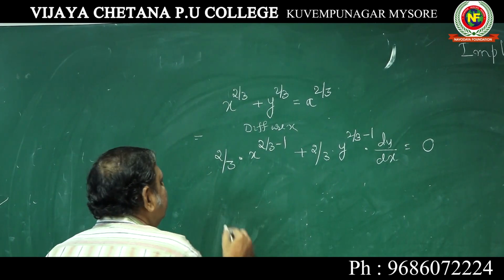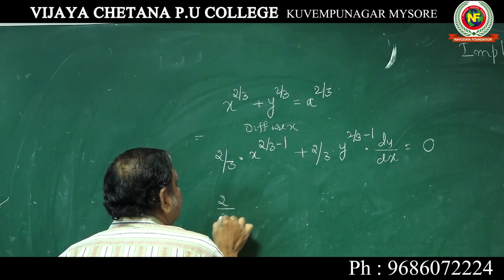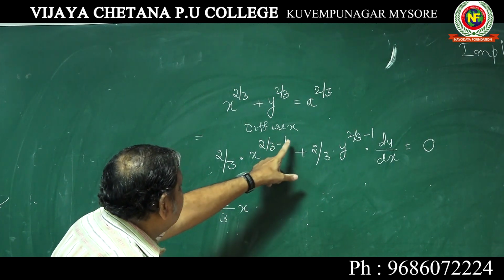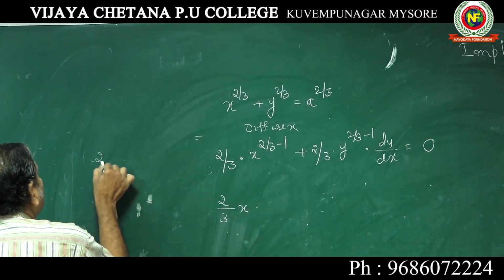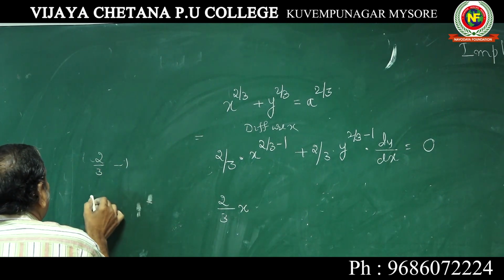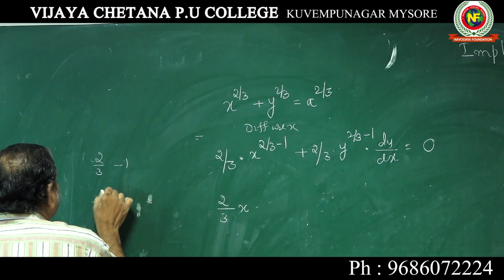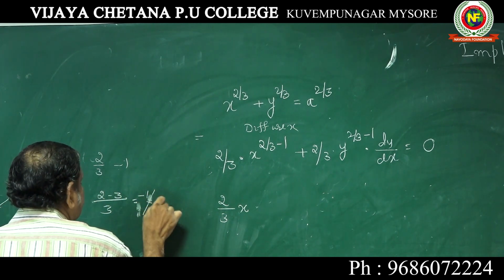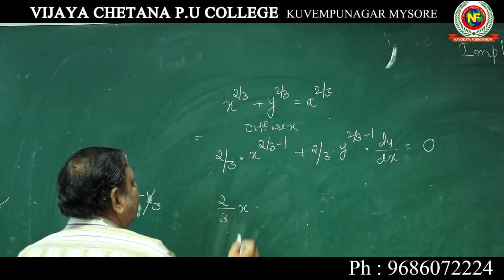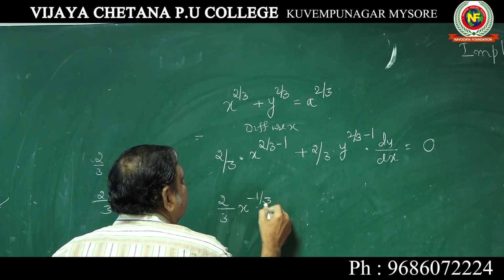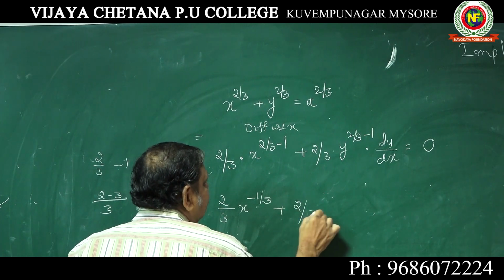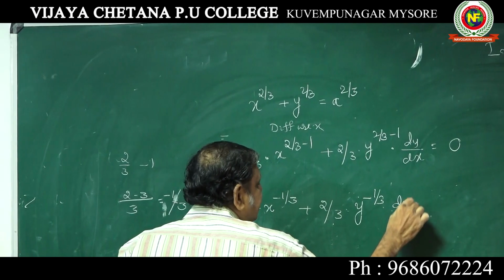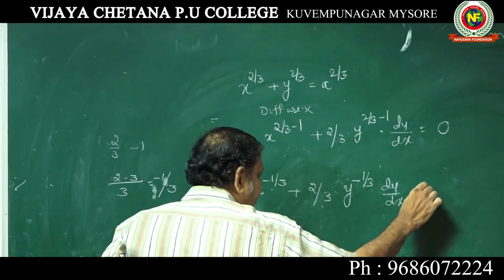Now it is 2 by 3 x to the power of, we should note, the LCM: 2 by 3 minus 1, 3 is the LCM, 2 minus 3, so it is minus 1 by 3. 2 by 3 x to the power of minus 1 by 3 plus 2 by 3 y to the power of minus 1 by 3 into dy by dx equal to 0. It's an important problem.